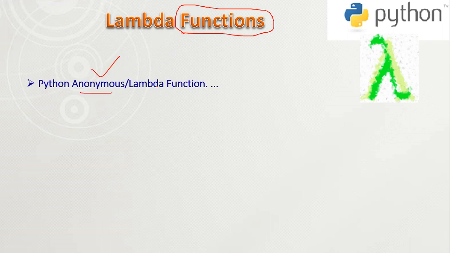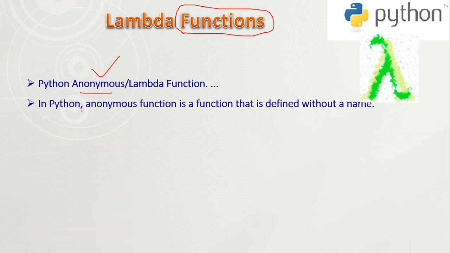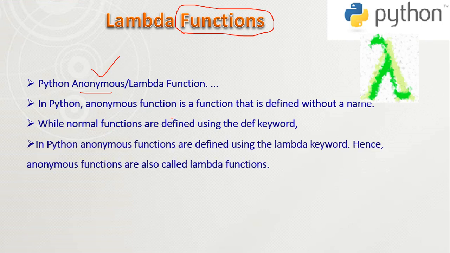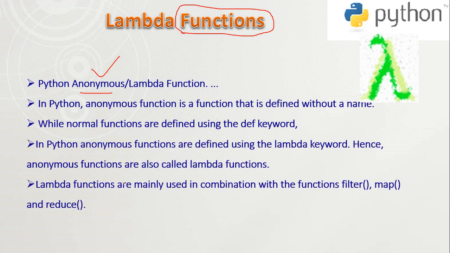This is an anonymous function, also called a lambda function. An anonymous function is a function that is defined without any name, because we are not using the def keyword to define the lambda anonymous function. While for a normal function we use the def keyword. These lambda functions are used in combination with other functions like the filter function, map function, and reduce function.